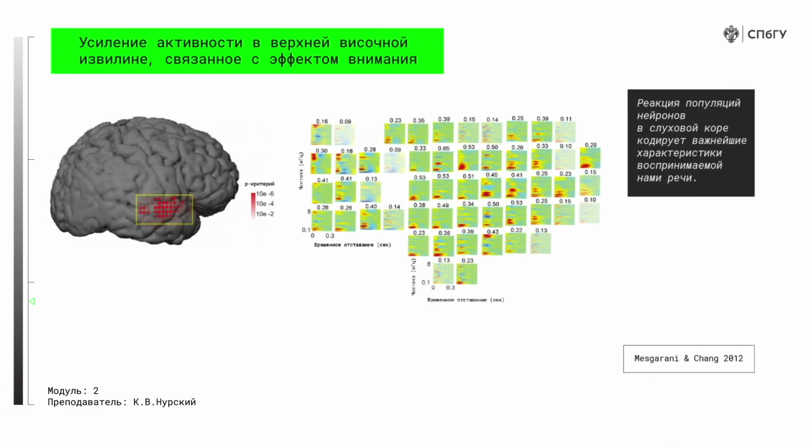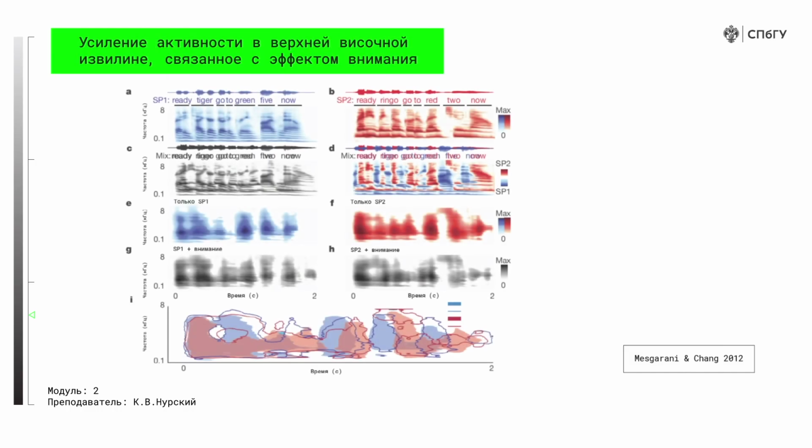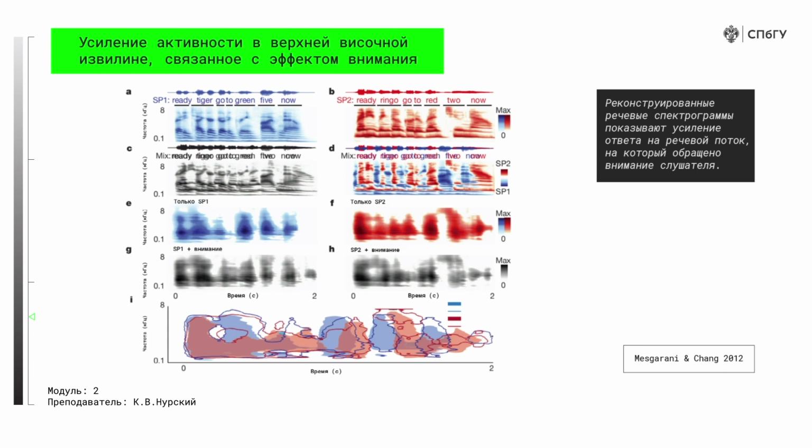When the brain encounters simultaneous speech from multiple talkers, superior temporal gyrus has been shown to emphasize spectrotemporal features of the speech that the listener is attending to. Population responses in non-core auditory cortex on the lateral superior temporal gyrus have been shown to encode critical features of attended speech. This can be seen from speech spectrograms that are reconstructed from cortical activity. These reconstructed spectrograms emphasize the characteristic of the speech stream that the listener is attending to.